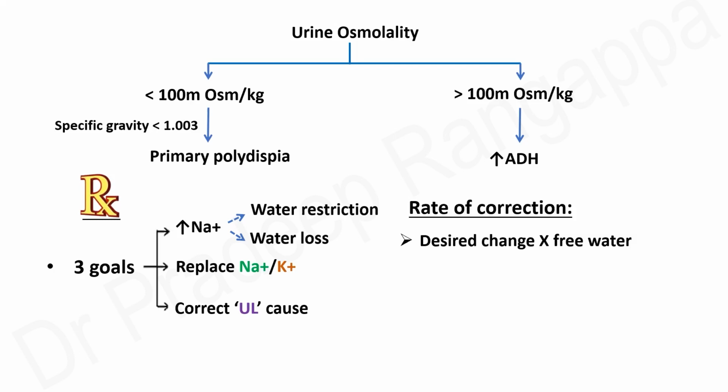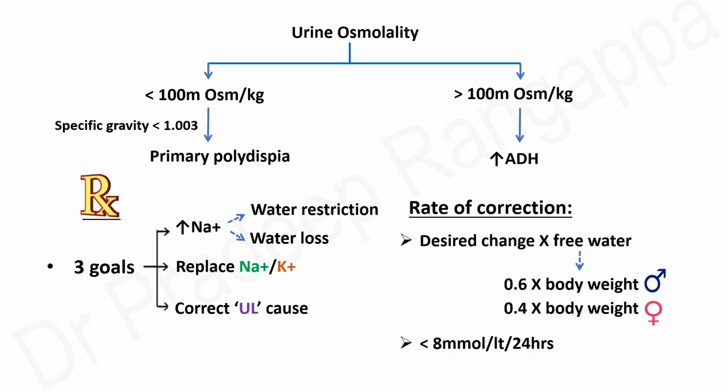So, the rate of correction; this is a common thing that I would ask all my trainees. It is a very simple thing. Desired change into free water. Free water is 0.6 into body weight in males and 0.4 into body weight in females. The correction should never exceed 8 millimoles per liter per 24 hours because of the risk of causing central pontine myelinolysis, which leads to dysarthria, quadriparesis, seizures and neurological manifestations. In symptomatic hyponatremia, the rate of correction should not generally exceed 5 millimoles per liter per 24 hours. And in asymptomatic, it can be much slower.